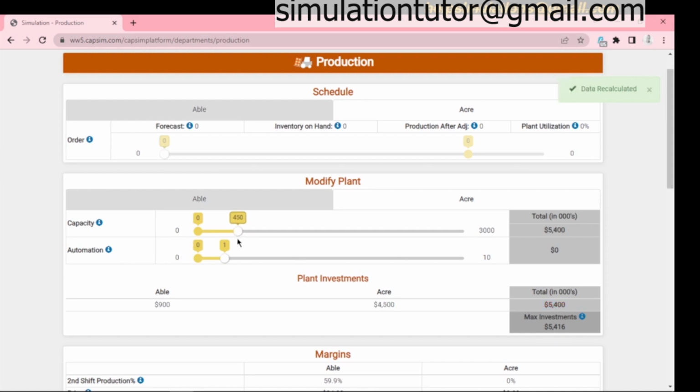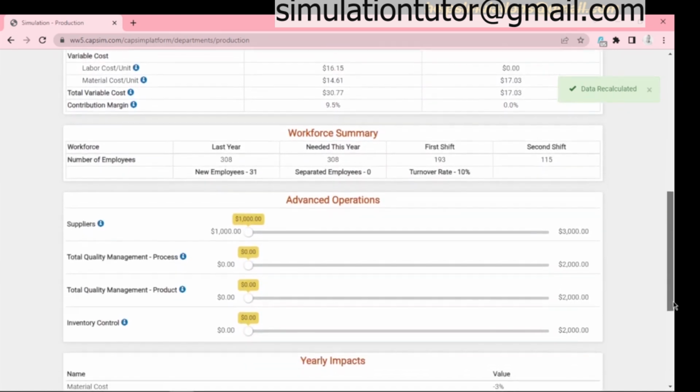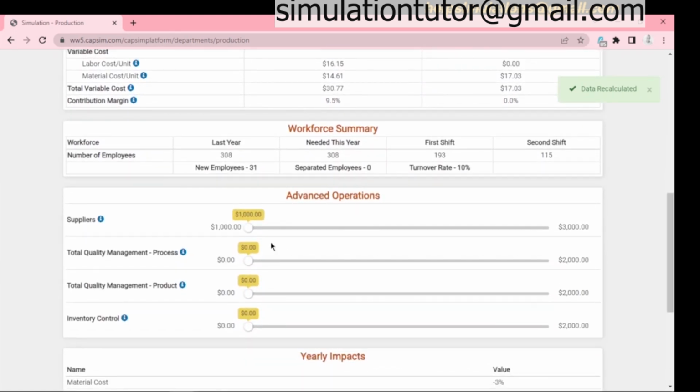We'll buy a capacity of 450 and an automation of 1, where we'll invest about 5416. So maximum we'll invest about 5400, while the maximum investment is 5416. So I think that's fine. So we'll leave it that way, and then we'll invest in our advanced operations.